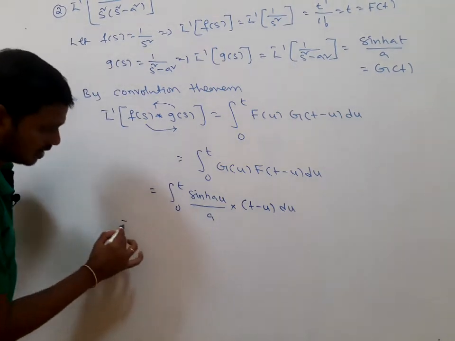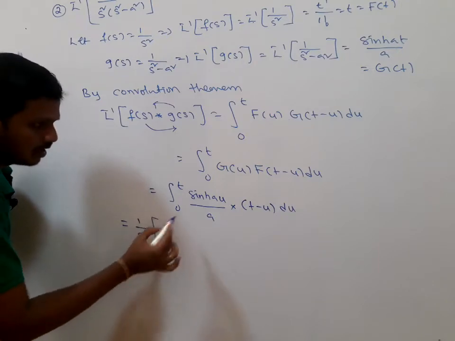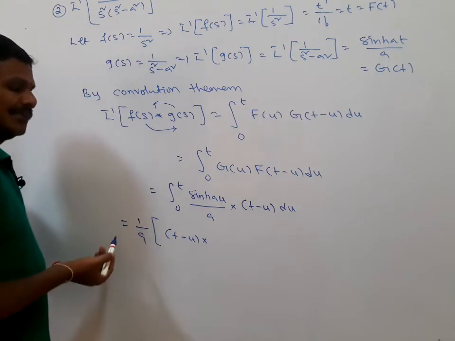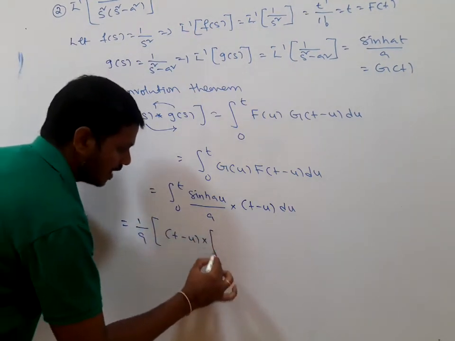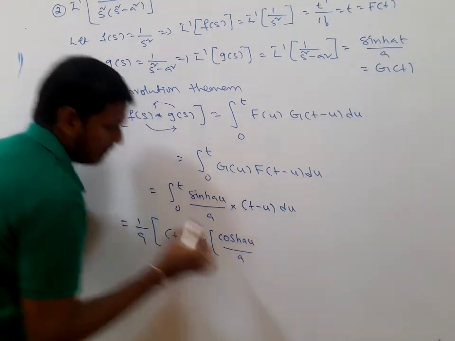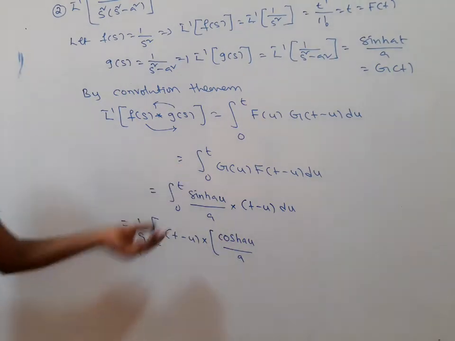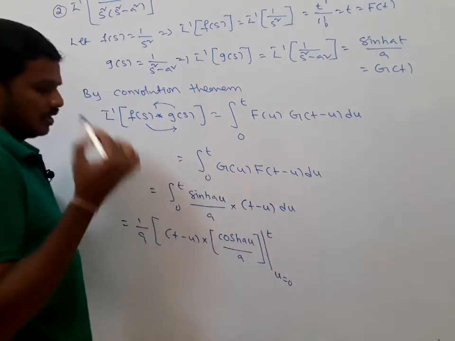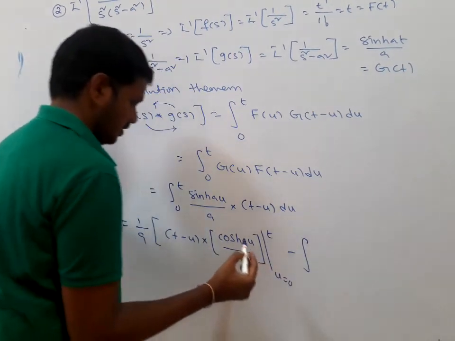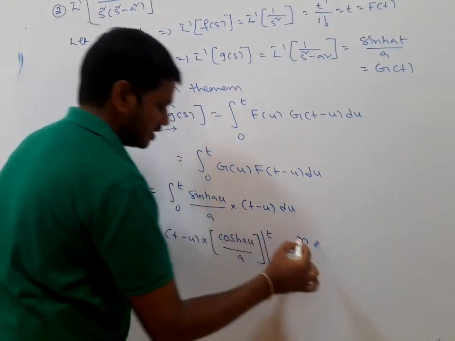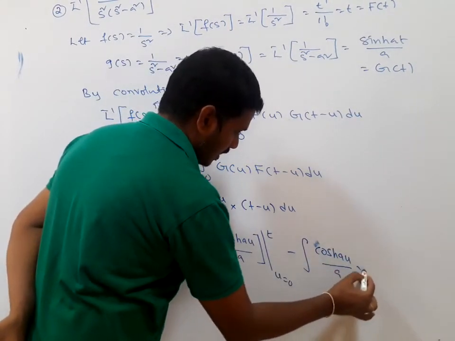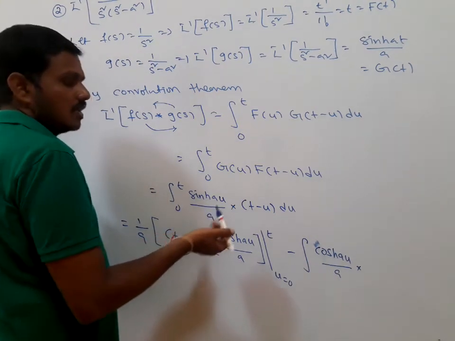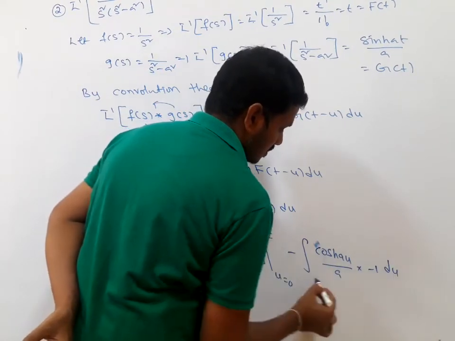We go for u v, first function into integral of second function, minus integral of derivative of first function into integral of second. So here 1 by a is a constant, and t minus u into the integration of sinh au with respect to u, which is cosh au divided by a. Is it clear? Sinh x integration is cosh x, cosh x integration is sinh x. Here the limits are u equal to 0 to t. Next, minus integral, again sinh au integration is cosh au by a, into d by du of t minus u, which is minus 1, du from 0 to t.